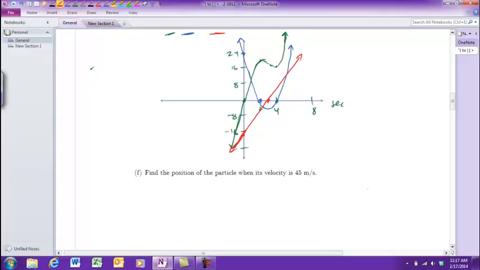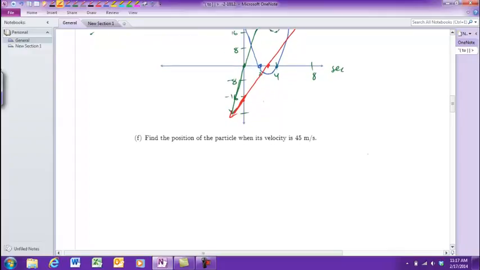And notice that the 2 places where the f of t had a horizontal tangent line, those are the places where my derivative crosses the x-axis. And here, where this function has a horizontal tangent line, that's where my red function, the acceleration function, crosses the x-axis.